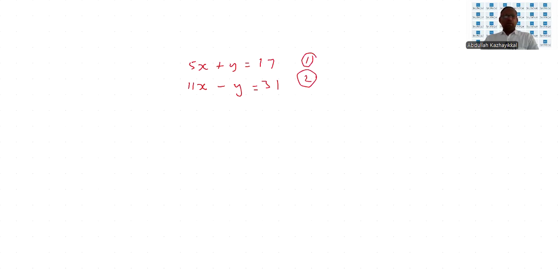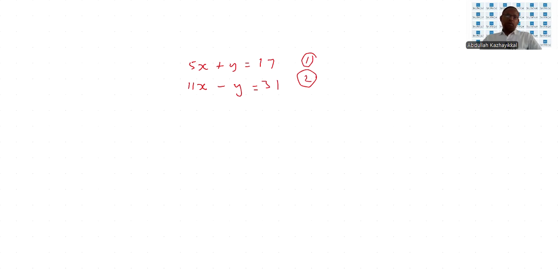It is a pair of linear equations in two variables, so we have to solve this one. You can try. Okay, what to do? First, variables x and y. Now look at the coefficients. Here 5 is the coefficient, here 11 is the coefficient. Here 1 is the coefficient. Here minus 1 is the coefficient. And 17 and 31, the constants. Okay, fine. It is a good question. Nice question, an easy question I can say.